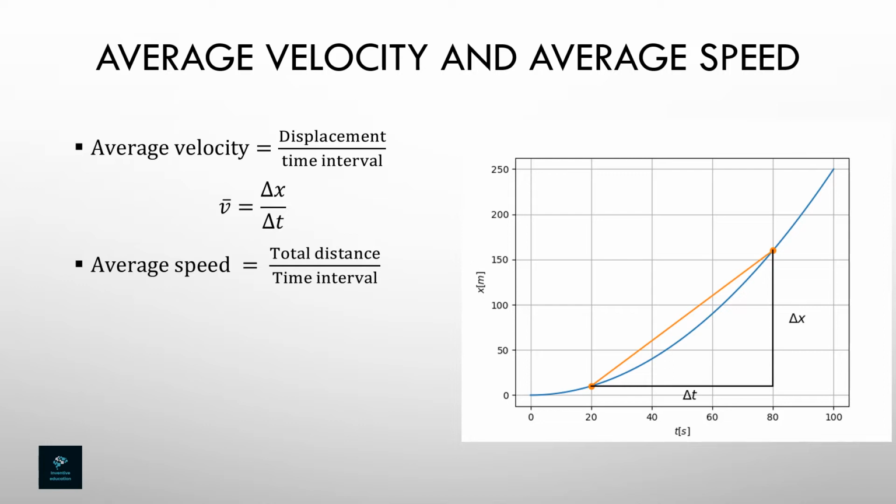Average speed is defined as the total distance divided by time interval. Suppose that an object moves from position x1 to x2, then moves back to x1. The displacement in this case is 0, hence average velocity is 0, but the total distance travelled is twice the distance between x1 and x2. Hence the average speed is not 0. Therefore, average velocity and average speed of an object may or may not be the same. Therefore, we have two different definitions for the rate at which the object moves, that is average velocity and average speed.